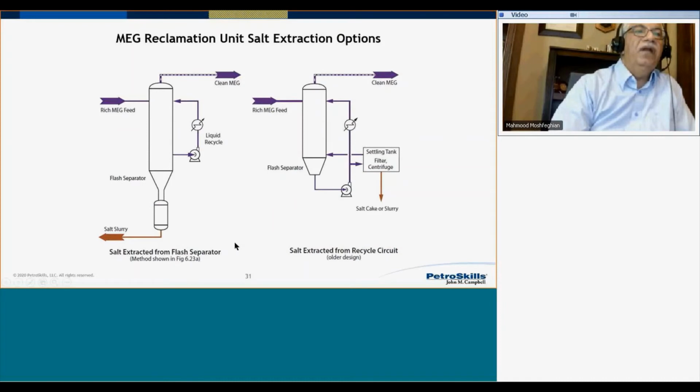Here's another configuration for reclamation of methanol. This is for a solvent extraction option.